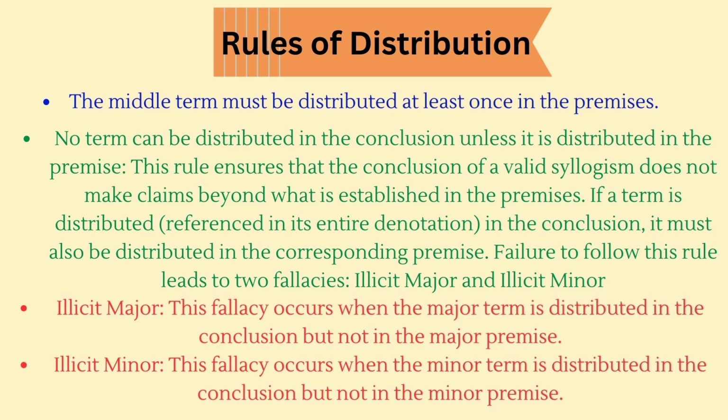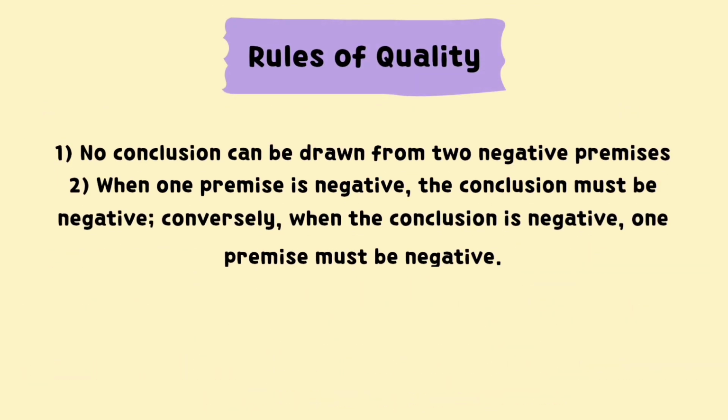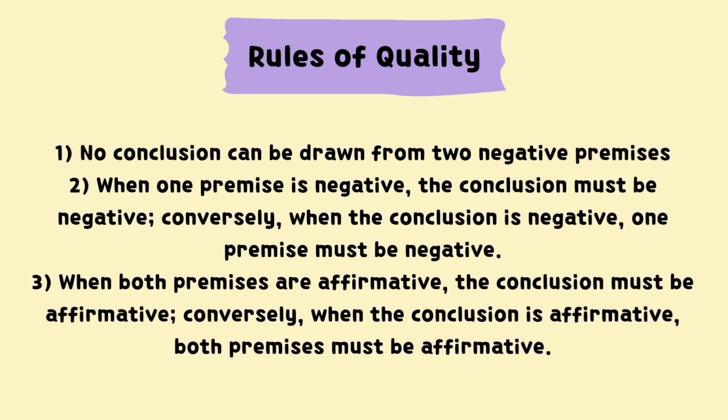Illicit major. This fallacy occurs when the major term is distributed in the conclusion but not in the major premise. Illicit minor. This fallacy occurs when the minor term is distributed in the conclusion but not in the minor premise. Rules of quality. 1. No conclusion can be drawn from two negative premises. 2. When one premise is negative, the conclusion must be negative. Conversely, 3. When both premises are affirmative, the conclusion must be affirmative.